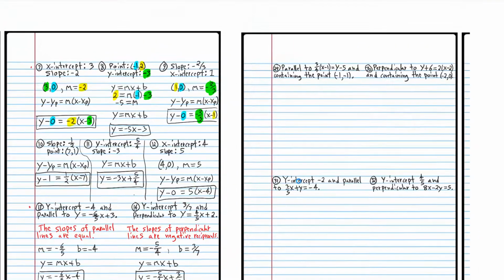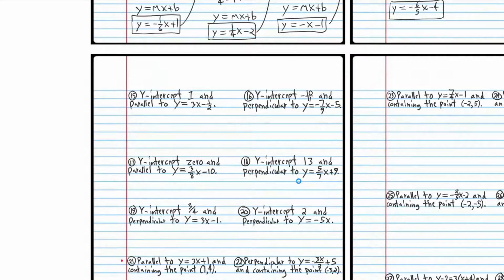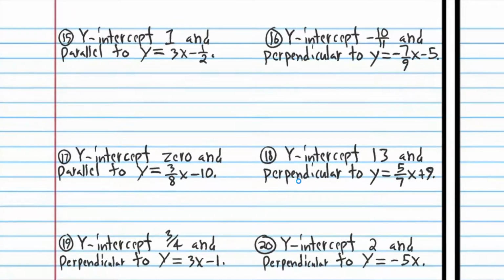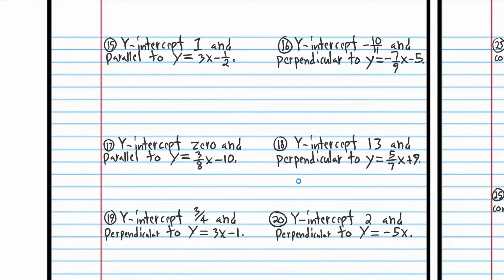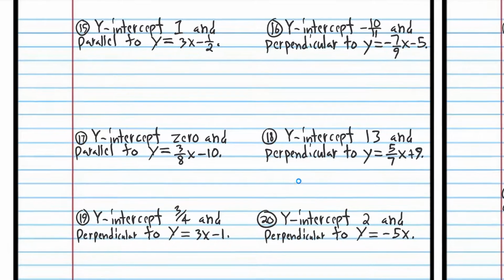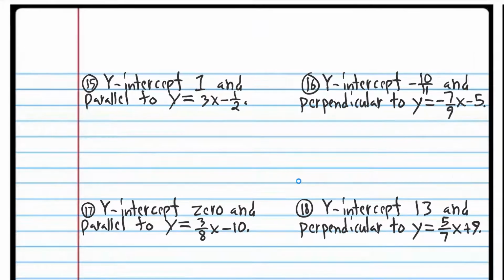All right, on to number 15. So see if you can do number 15. Again, if the lines are parallel, that means the slopes are equal. So try number 15, and if you get stuck, we'll do it together. I'll see you when you come back.